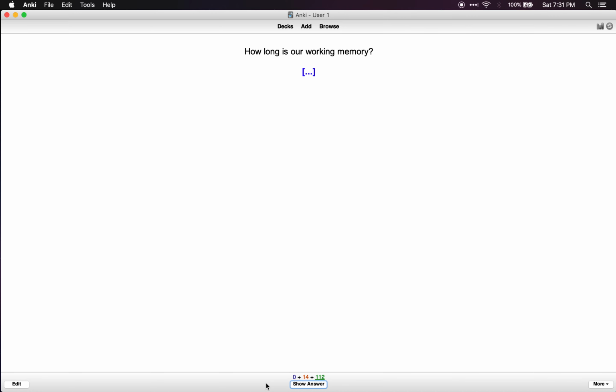Our working memory is, I think, like 9 digits. 7 plus or minus 2 pieces of information, 7 digits long for the most part.